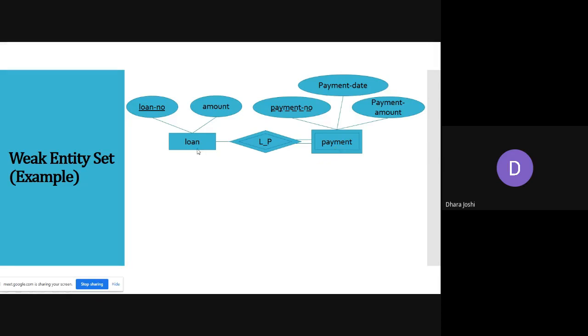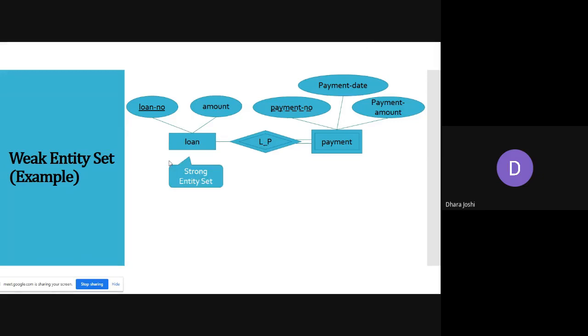And we are connecting these two with this relation L underscore P. It can be anything. Loan will be paid by this payment. Here we have two arrows, two connecting lines, and here one connecting line. We'll see that further, but first we are focusing on weak entity set. So payment is a weak entity set and it is connected with a relation. So this relation is also a weak relationship set.